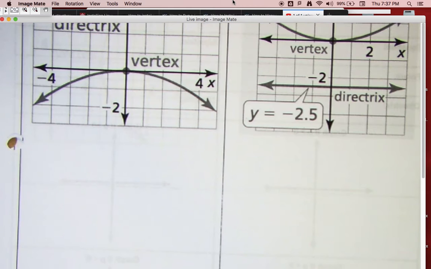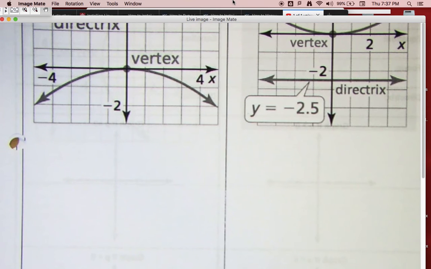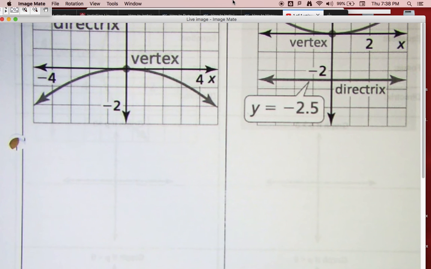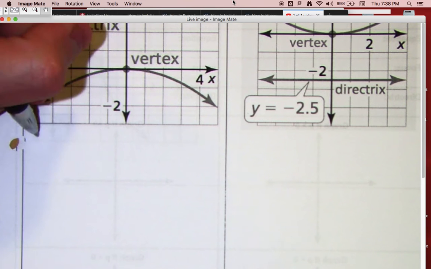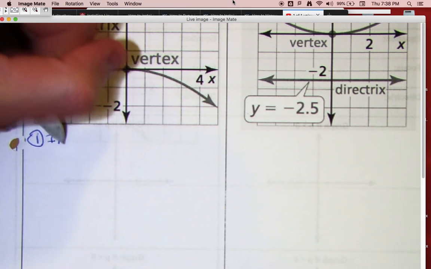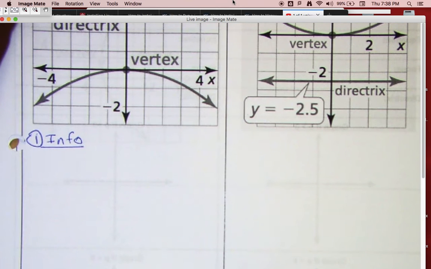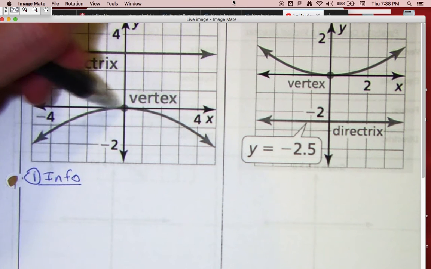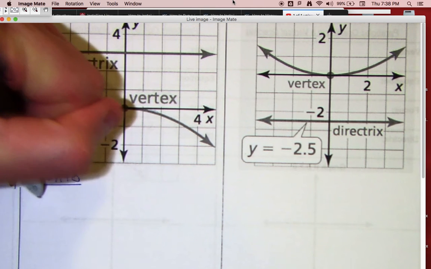All right, so basically we have to do three things here. The first thing is gather some information, the second thing is find the value of p, because that's important if you remember, and the third thing is write the equation. So let's do the first step and gather some info about this problem. There's really three pieces of info we can get. First of all, this parabola opens down. Let's write that down.